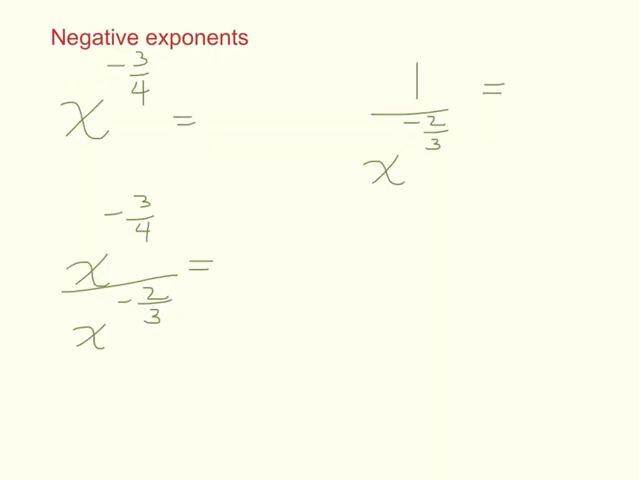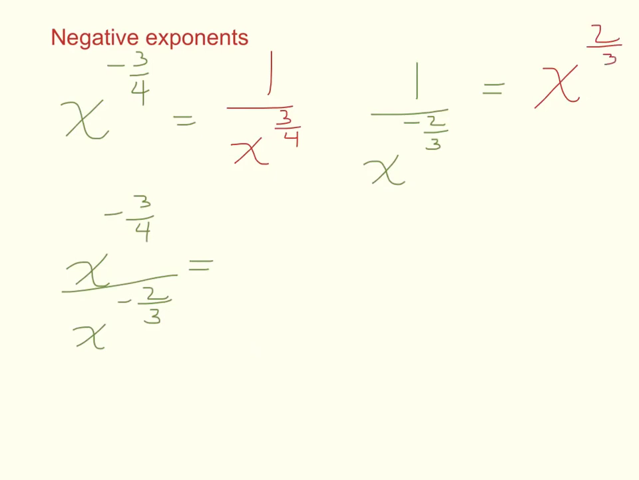Last but not least is working with fractional exponents when they're negative. And if we remember, negative exponents make fractions, not negative numbers. So x to the minus 3/4 will be 1 over x to the 3/4. If it's negative in the denominator, we know we can move it up and make it positive in the numerator. So this is x to the 2/3.